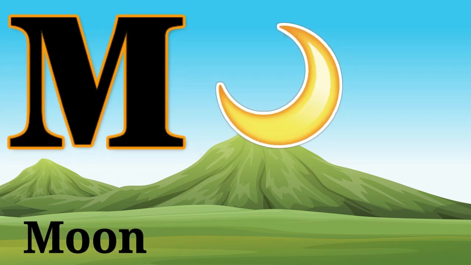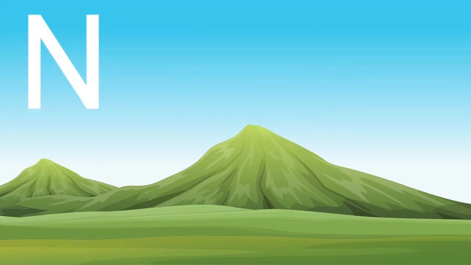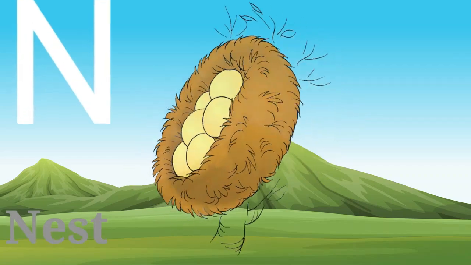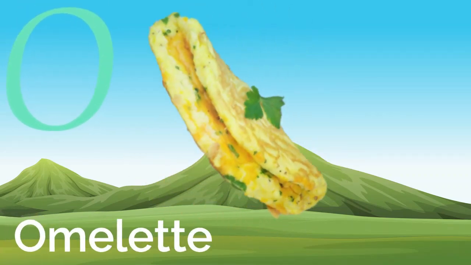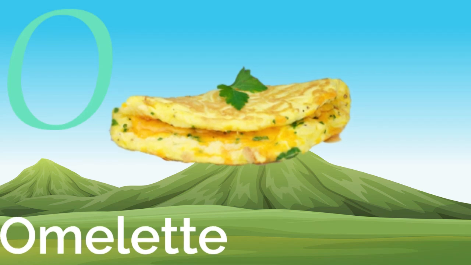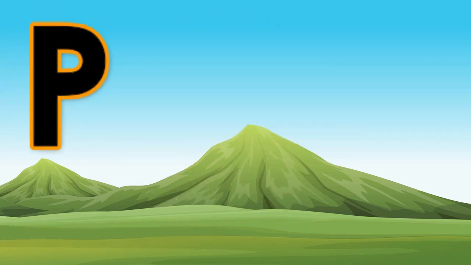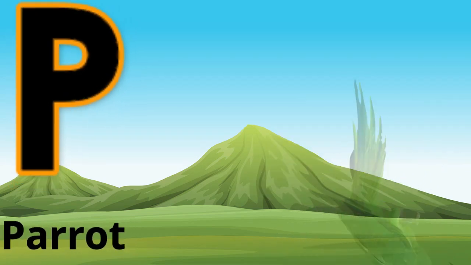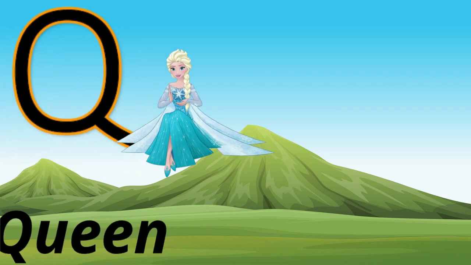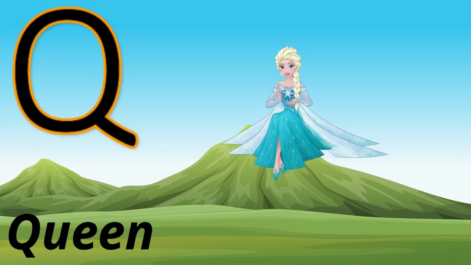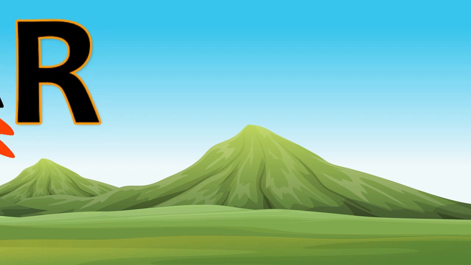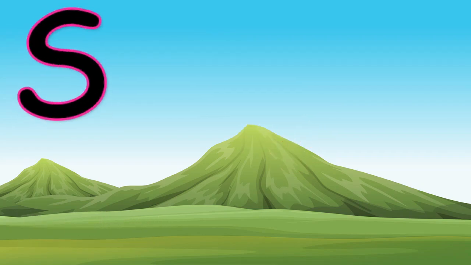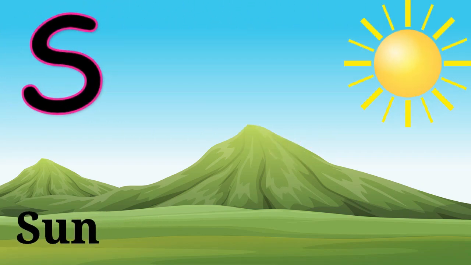M for moon. N for nest. O for omelette. P for parrot. Q for queen. R for rocket. S for sun.